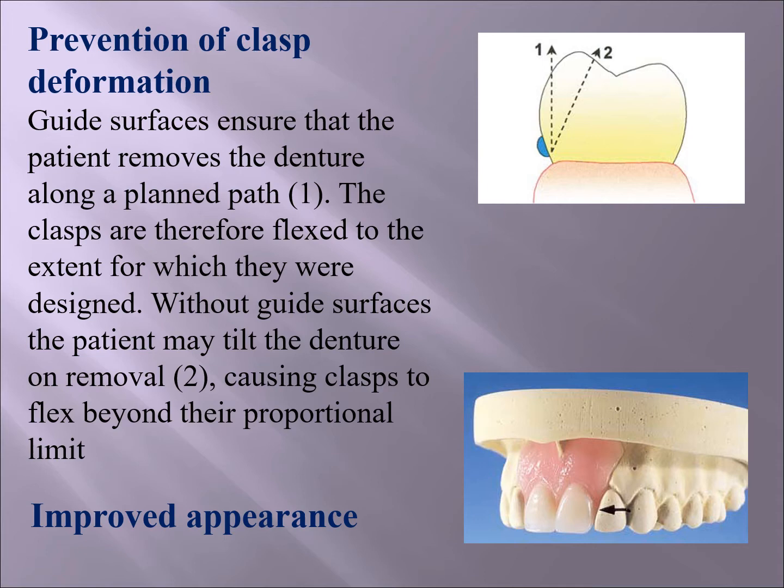Improved appearance. Again, when you prepare guiding planes, this is particularly important for anterior saddles. When you prepare the guiding planes according to the chosen path of insertion and removal, and for the anterior saddle, it's mostly posterior. You can extend the peripheries of the dentures, in this case, to areas that are, if you look here, the acrylic next to the lateral incisor is an undercut relative to the common path of insertion and removal, but it is not an undercut if you consider the posterior tilt.